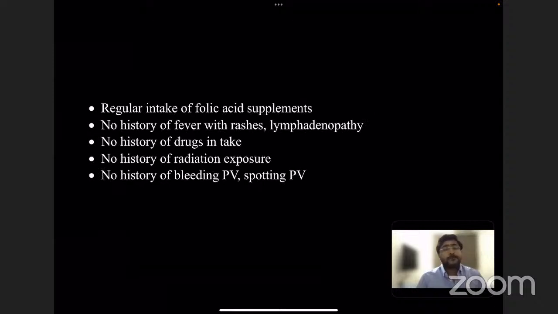She regularly took folic acid supplements in the first trimester. There's no history of fever with rashes or lymphadenopathy. There's no history of drug intake, no history of radiation exposure, and no history of bleeding PV or spotting PV.